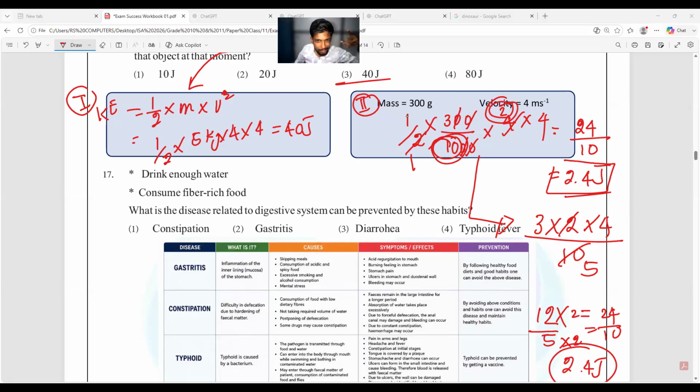Most of the students will cut that 2 and 10. They will be stuck at this point. So the answer is in fraction. Shall I put the answer in the fraction or shall I convert it into decimal? That's why I didn't do anything for that 10. Okay, my dear.